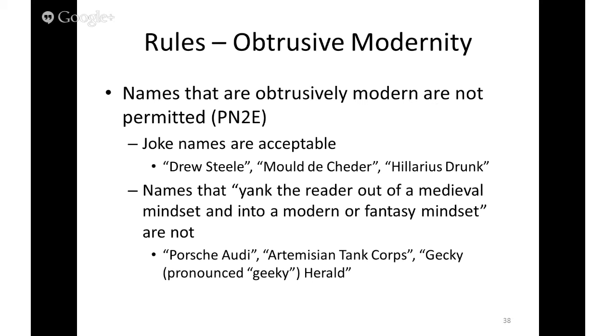The standard is you can't register names that yank the reader out of a medieval mindset and into a modern or fantasy mindset. So names that have been banned in the past are Porsche Audi, Artemisian Tank Corps, and I still want to know how in the world they documented that one, and Geeky Herald. Because those 3, while they're documentable, they were able to document Porsche and Audi as period names, that just, as the line says, yanks the reader out of medieval mindset. Speed Bump was another one that they wouldn't allow. So you can absolutely have joke names, just not obtrusively modern ones.